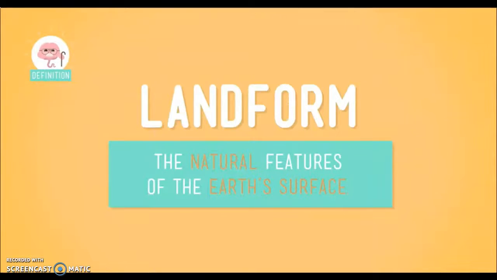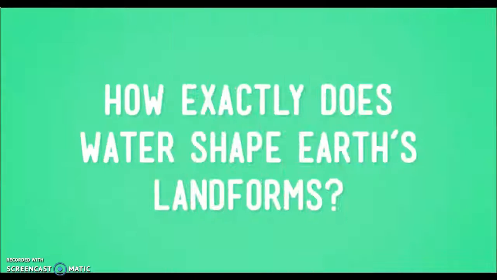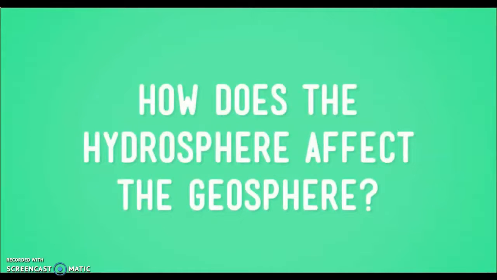it's always changing. On a small scale, things like moving water shape the Earth's landforms, the natural features of the Earth's surface. On a bigger scale, the gradual shifting of the Earth's crust is slowly moving even bigger things, like the oceans and the continents. So one day, our planet will look different, maybe a lot different from how it looks now. So how exactly does water shape Earth's landforms? Or to bring it back to the spheres we've been talking about, how does the hydrosphere affect the geosphere?